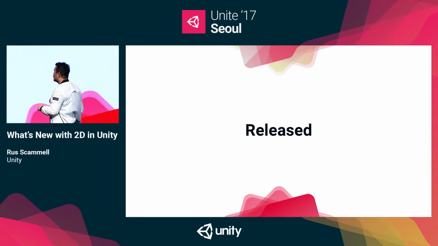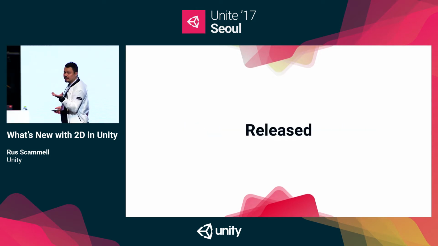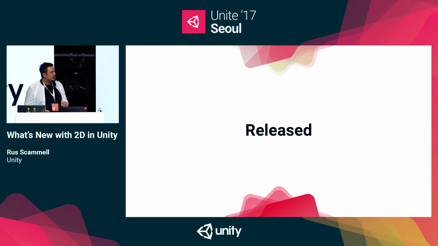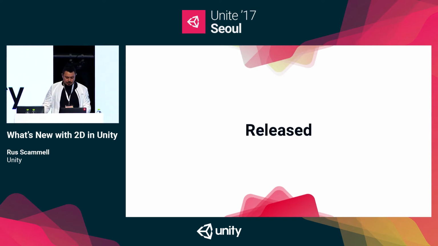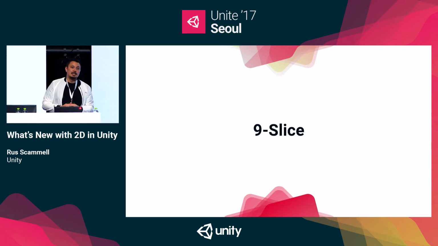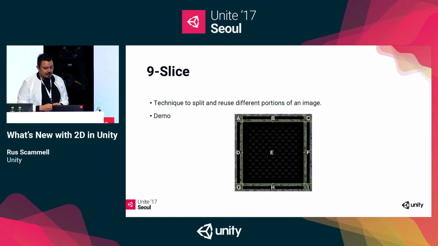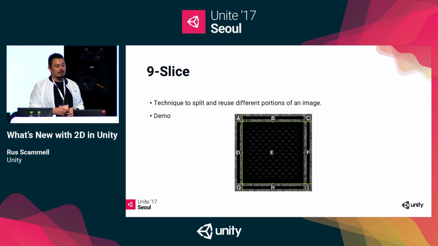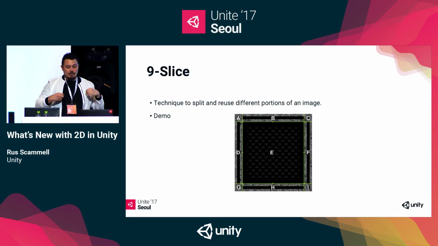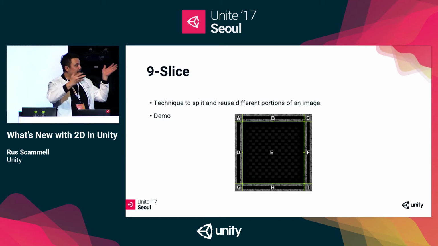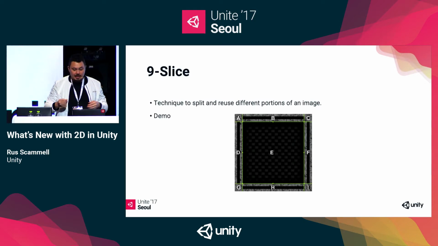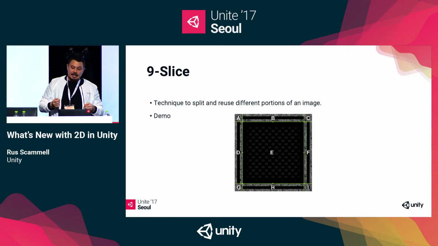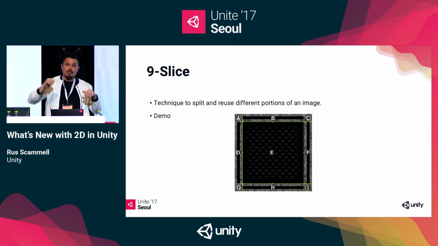So the first thing I want to talk about is what we've released. So we've released a lot of new features, and I'm going to start with 9-slice. This is a technique that we use to split and reuse different portions of an image. This allows you to prepare this kind of thing without having to prepare multiple assets. It involves splitting the image up into different portions. And we're going to see that in action.